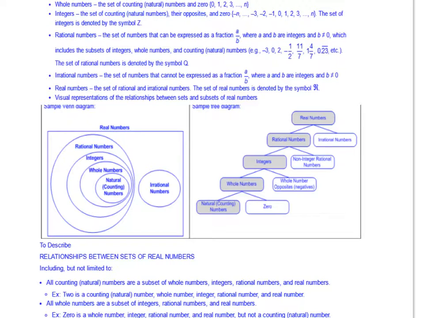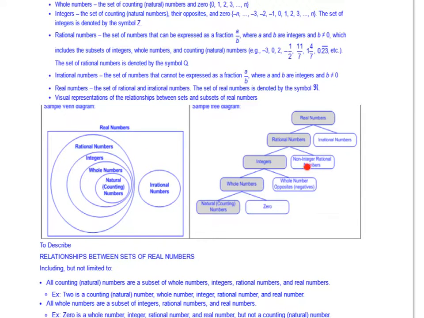The next type of visual representation for looking at the subsets of numbers is called a tree diagram. So we begin with real numbers, and from real numbers we branch off to rational numbers, and we also branch off to irrational numbers. Remember, nothing is coming from irrational numbers, so it means they're out there by themselves. For rational, however, we have integers, and then we have non-integer rational numbers.